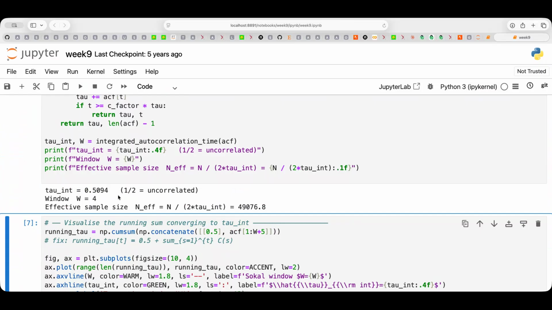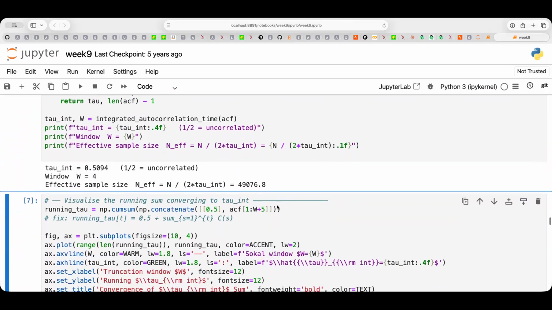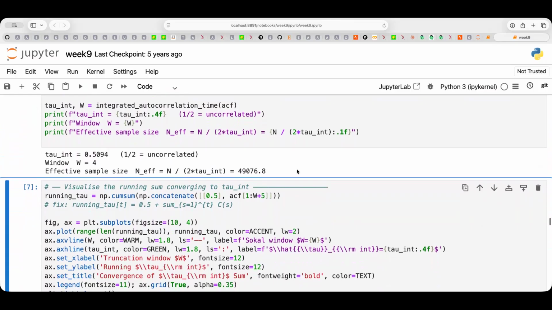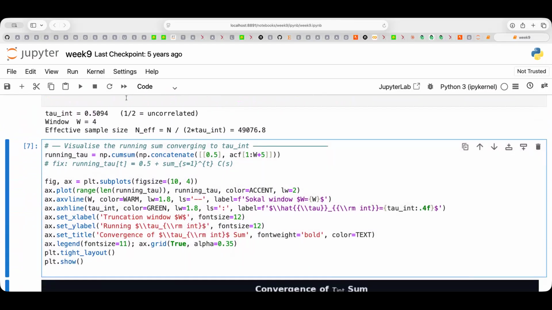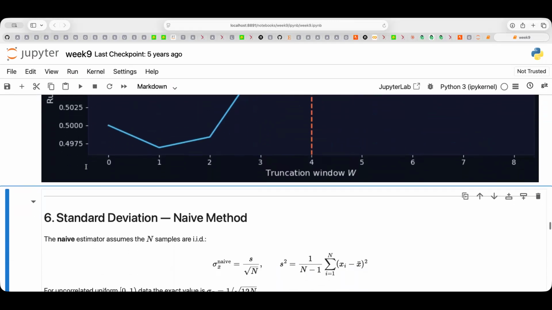So if it's uncorrelated, it should be 1/2. And roughly here, this is the effective number of samples which we need before we can view this as uncorrelated. And in this case, it's pretty large. So you can visualize that one. And this is not so interesting.